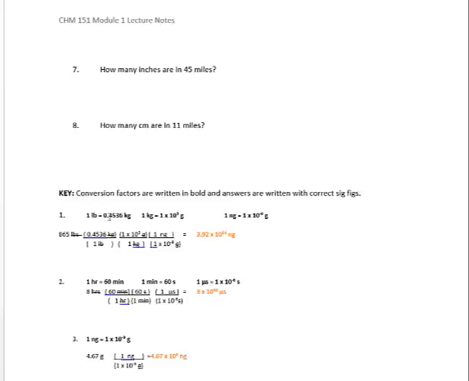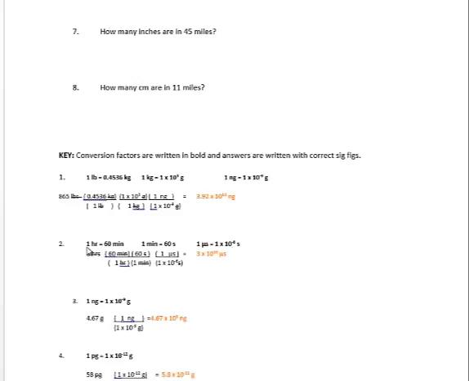1 pound equals 0.4536 kilograms. 1 kilogram equals 1 times 10 to the third gram. 1 nanogram equals 1 times 10 to the minus 9th gram. 865 pounds multiplied by the conversion factor of 0.4536 kilograms per 1 pound, multiplied by the conversion factor of 1 times 10 to the 3 grams is equal to 1 kilogram, multiplied by the conversion factor of 1 nanogram per 1 times 10 to the minus 9th gram equals 3.92 times 10 to the 14th nanogram.